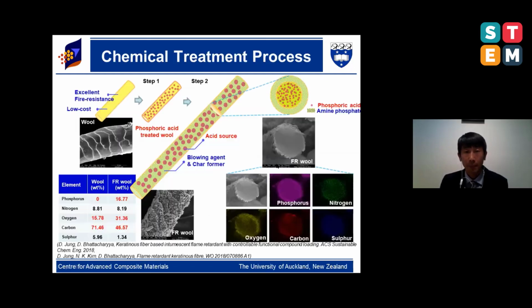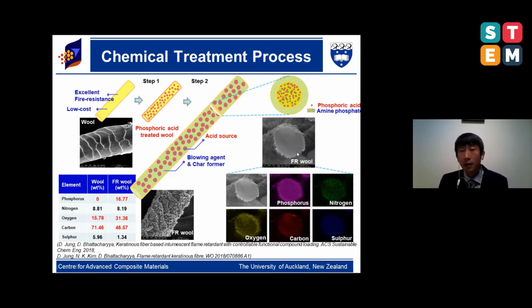This is the chemical treatment process. First, we treated phosphoric acid to the wool fiber. Then we can make phosphoric acid treated wool fiber. After that, we can treat reactive amine. In this experiment, we use ethylene diamine. So after the modification, the surface of the wool fiber was changed from here to here.